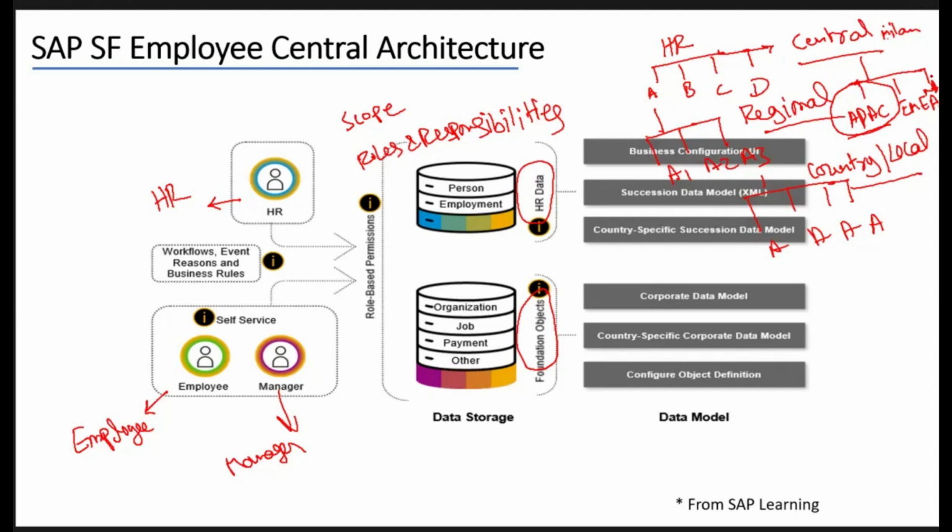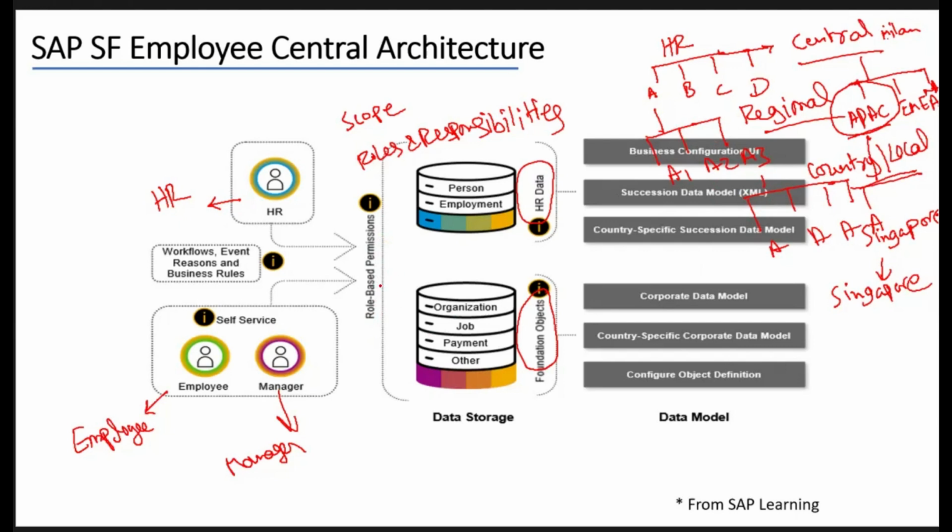And coming to the country level, in APAC, let's consider Singapore as one country. The Singapore HR user should be able to see or update only Singapore employee information within the application. This data control or access is controlled with the role-based permissions within SAP SuccessFactors Employee Central. This is what role-based permissions means.